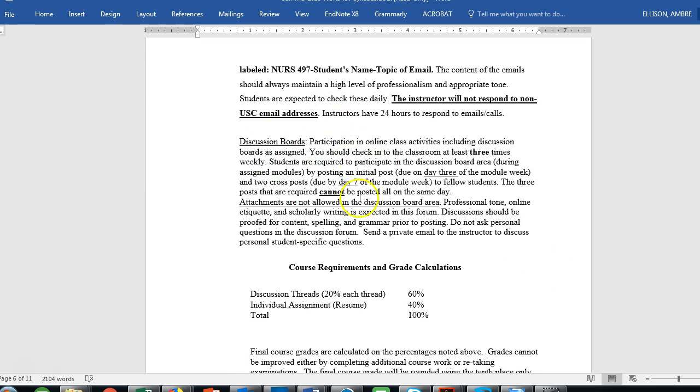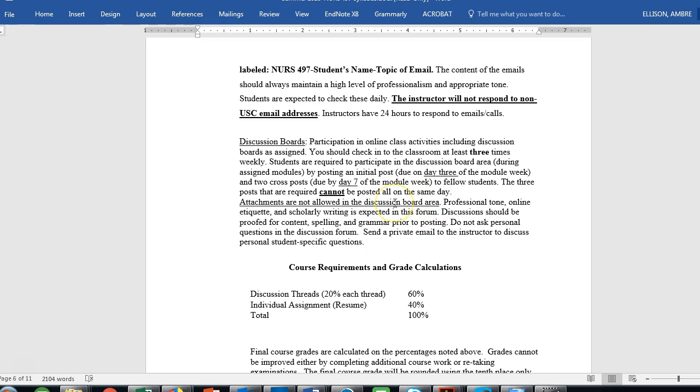Then there's some information about the discussion boards, which is basically what I just told you. Online class activities, including discussion boards. You should check in at least 3 times a week. You're required to participate in the discussion board area by posting an initial post, which is due on the 3rd day, so that's Wednesday, and 2 cross posts, which are due on the 7th day.